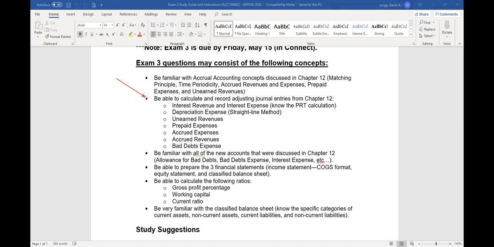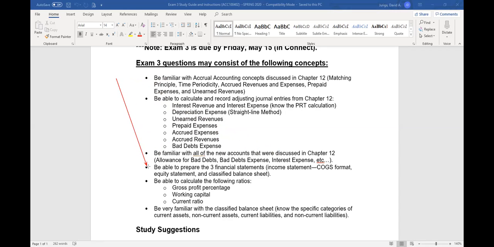Be able to know those. These will be in multiple choice format. They could also be in one of the essay problems where you'll have to literally calculate the amount and then use the drop down arrows to enter the adjusting entry. Be familiar with all the new accounts that were discussed in chapter 12. Remember, we had that allowance for uncollectible accounts. I call it allowance for bad debts. Know that. We had interest expense, interest receivable, interest revenue. Know those. So these first 3 bullets obviously pertain to chapter 12.